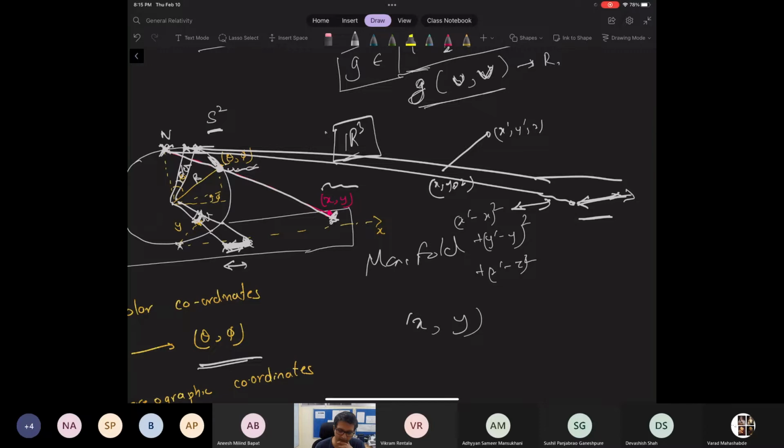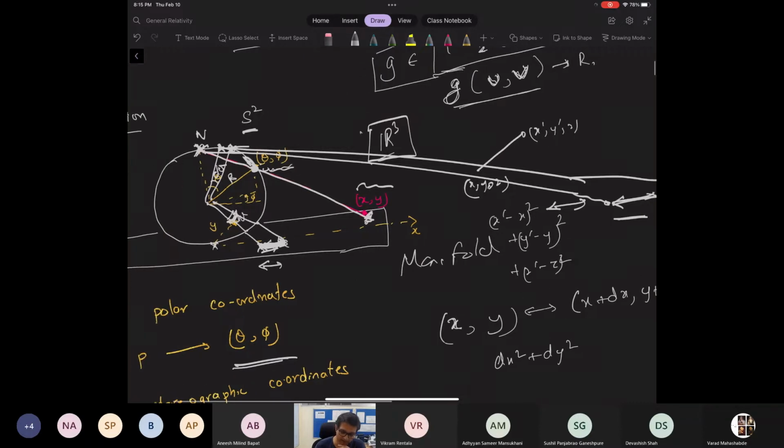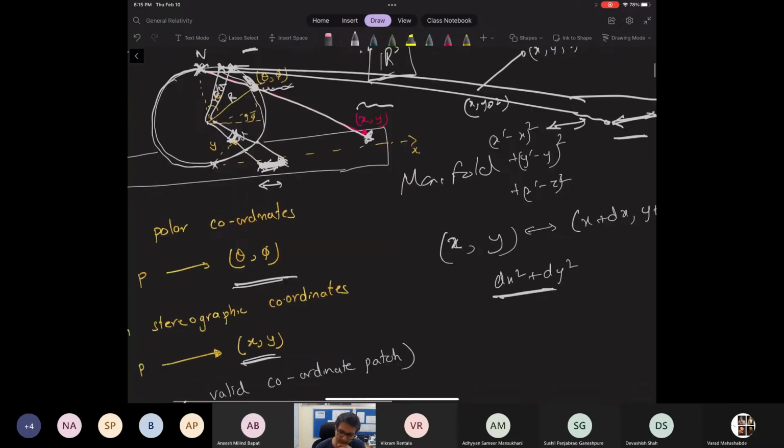Supposing you had just given me the xy coordinates, with an xy coordinate and an x plus dx and y plus dy coordinate. One way I could define a distance between these two is to say dx squared plus dy squared is that distance. But whether I define the coordinates as theta phi or as xy, either choice is perfectly fine as far as the manifold goes. But this measure of distance is very different from the distance measure on the sphere.